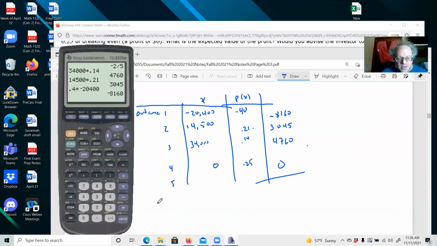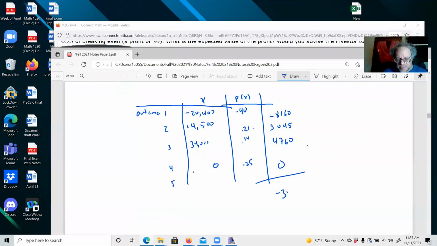So we'll say 3,045 plus 4,760 minus 8,160. We get negative 355. So investing in this, overall, it's going to be a loss. I would not recommend somebody invest in this property. There are other considerations you might want to take into account. If you ever take a finance type of class, one of the things you'll want to do is find the standard deviation of this, because that's kind of equivalent to your risk tolerance.